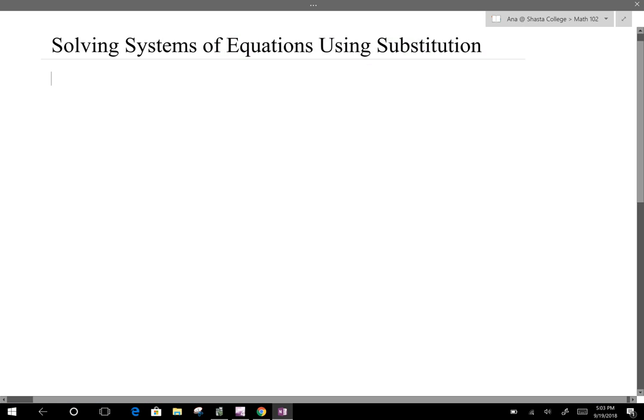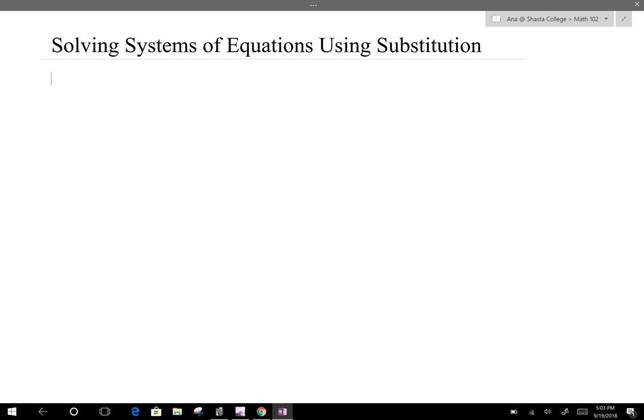Hi, today I'm going to cover solving systems of equations using substitution. There are three common ways of solving systems of equations, which are graphing, using substitution, and using the addition or linear combination method. Each one has its benefits or pros and cons depending on the way that the system is set up.